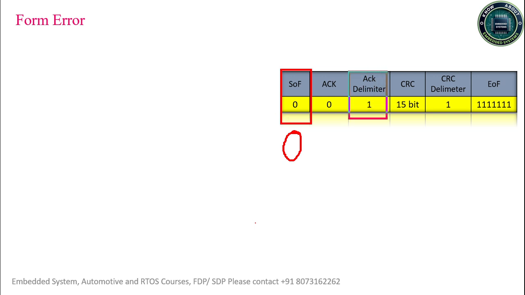The acknowledgement delimiter should always be 1. The CRC delimiter should always be 1. And the end of frame should always be 7 recessive bits. Like this, in the CAN protocol, they have already defined standard logical levels for specific fields such as start of frame, delimiters, and end of frame. These should have a specific logical level with a specific number of bits. Start of frame should be 0, acknowledgement delimiter should be 1, CRC delimiter should be 1, and end of frame should have 7 recessive bits. Whenever you violate this structure, that situation is called a form error.